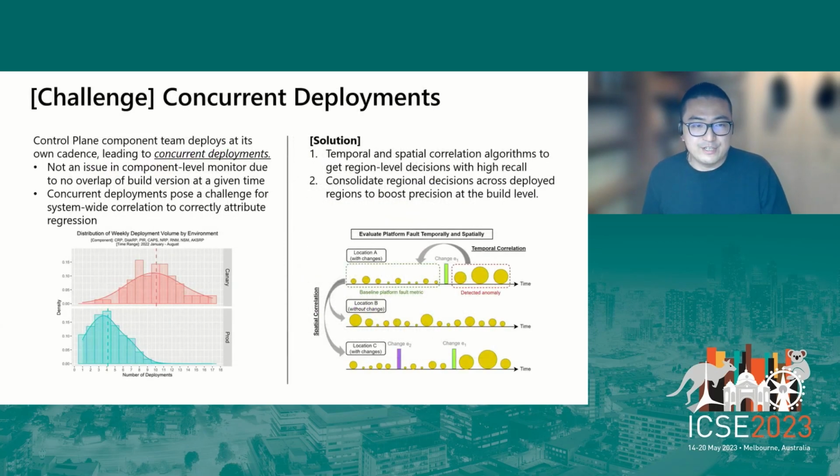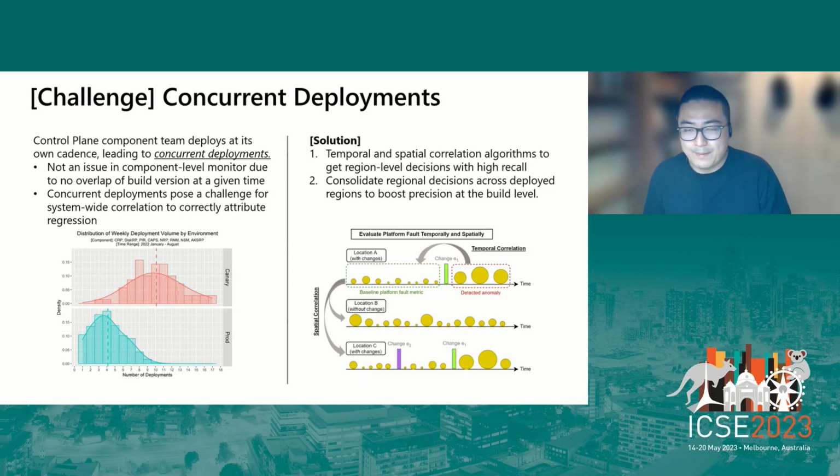So our first challenge is the presence of many concurrent deployments across component teams. When many service components are involved, concurrent deployments become a challenge for system-wide correlation to correctly attribute a service quality degradation. Naive correlation would simply fail because for any spike of faults or latency, there is some change right before it to be correlated with.